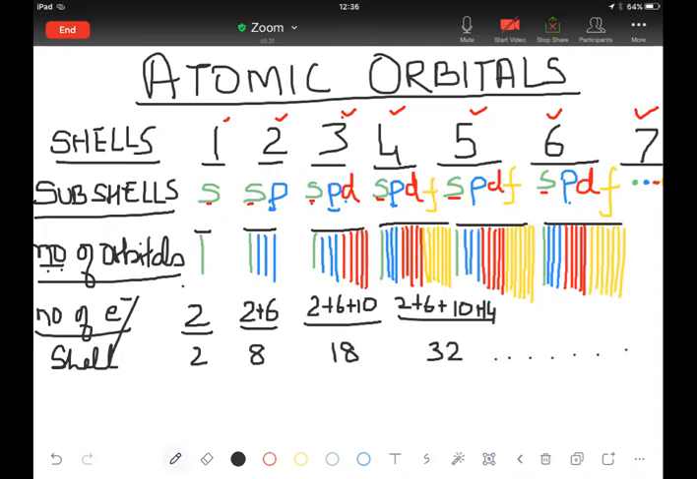Now, why don't we go beyond 6P, D, F and 7S, 7P, 7D, and 7F? Because of the number of elements that we know at present and their atomic numbers, these orbitals more than suffice for the arrangement of the electrons, that is 114, 117, whatever is the number. Those many electrons can be accommodated within up to the seventh shell number.